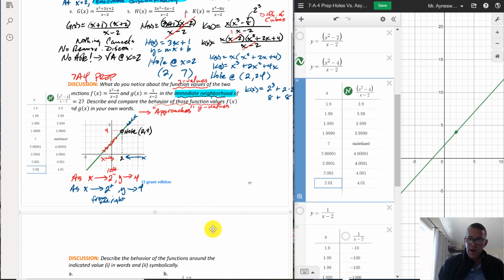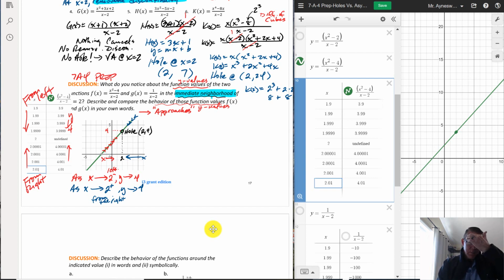So right here, let me just restate what I just stated, since I have the values in here. When you're from the left, you're approaching 4. This y approaches 4 from the left. As you're coming in from the right, down here, because all these values are to the right of 2, that's why it's from the right, the y values are also getting closer and closer to 4. So on either side of the hole.